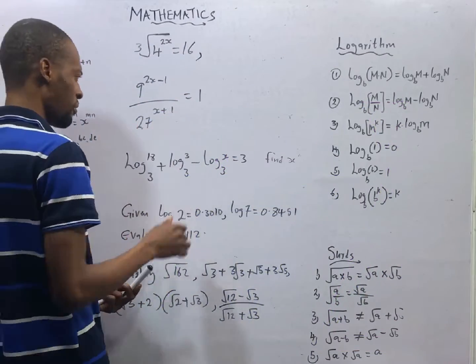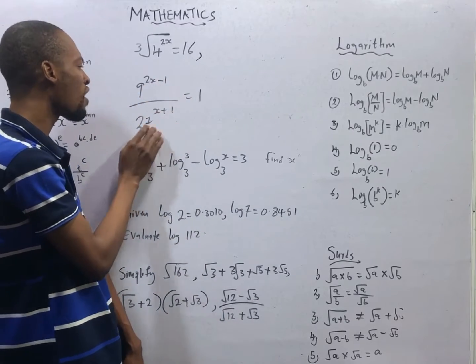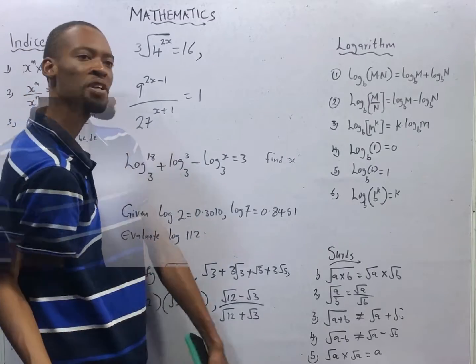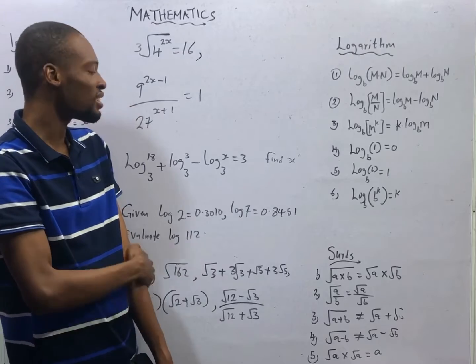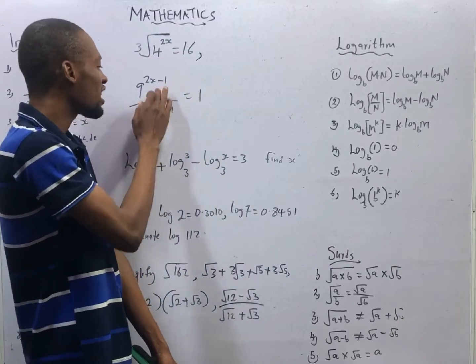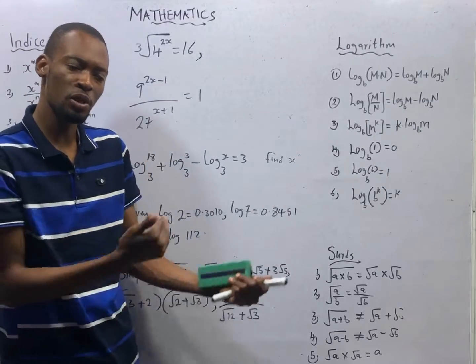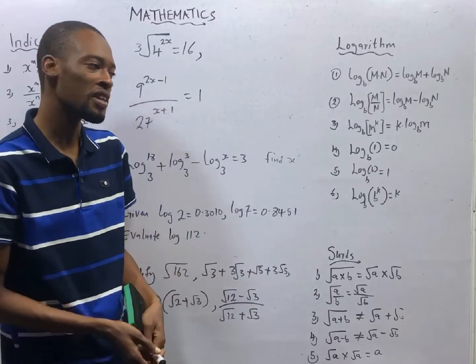In this question, you have 9 raised to the power of 2s minus 1 over 27 raised to the power of s plus 1 equals 1. Which of the options would you put s to be? If they say A, s is 2, B, s is 3, whatever, substitute the value of s from the options into here and here. If you simplify using the value of s given, anyone that gives you 1 is the correct value of s.